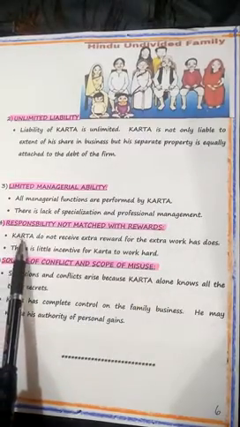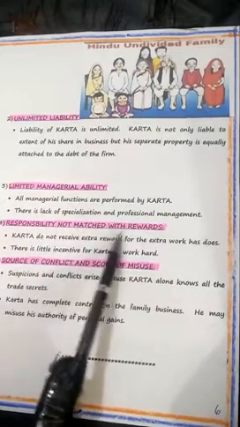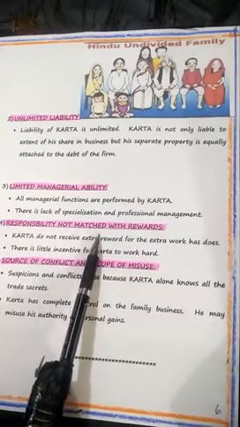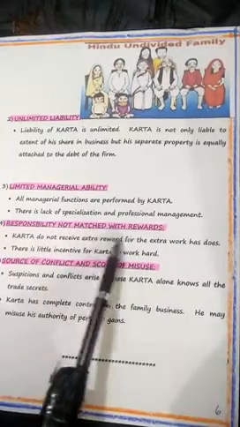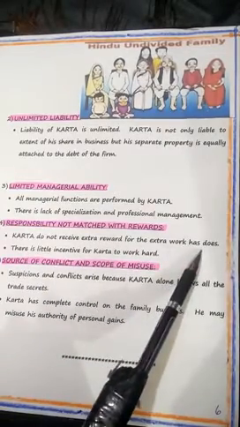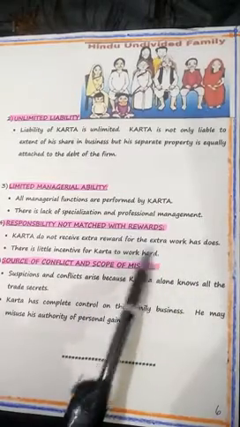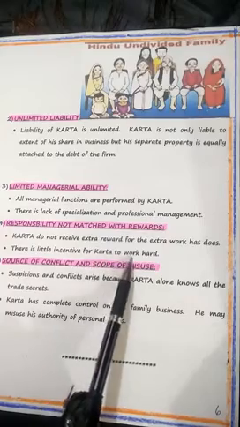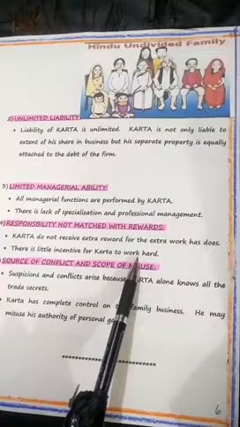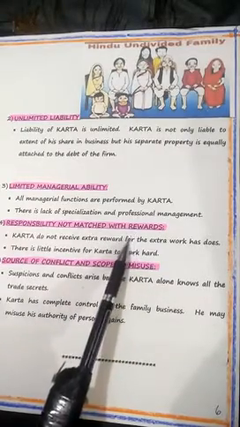The fourth one is responsibility not matched with rewards. Very important, children. There's a mismatch. Please make a note here. There's mismatch of responsibility and reward. Karta does not receive extra reward for the extra work he does. So you must understand that. There is little incentive for Karta to work hard. That shows that there is no match between responsibility and rewards, as it is in the case of Karta.